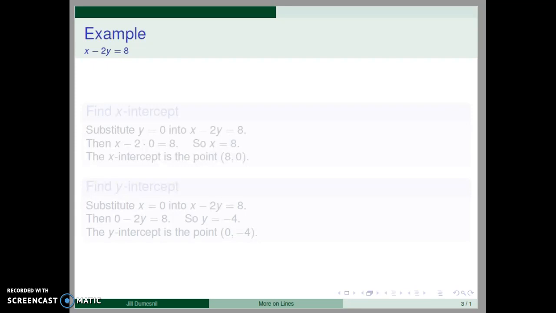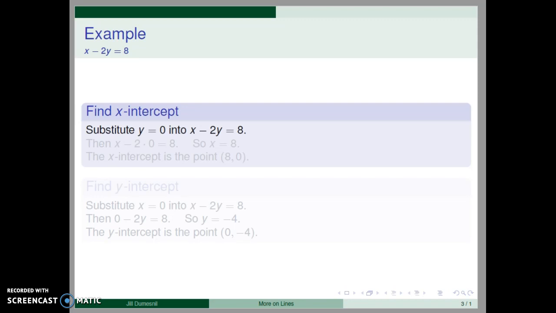Let's consider the linear equation x minus 2y equals 8. Let's first find the x-intercept. We substitute y equals 0 into the equation. Then x minus 2 times 0 equals 8. So x equals 8. Thus, the x-intercept is the point (8, 0).